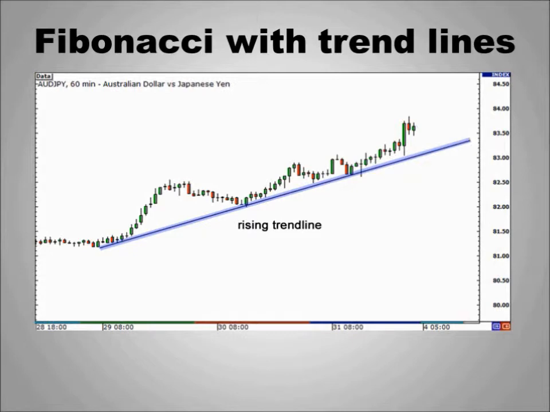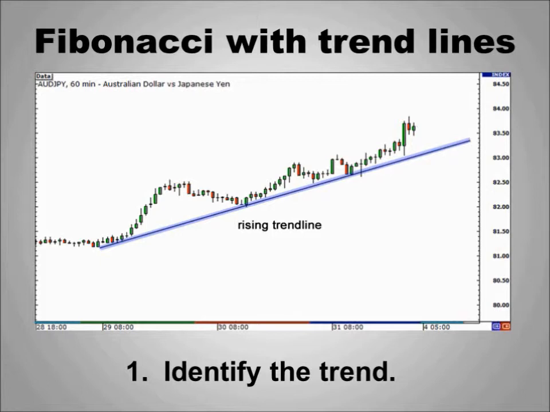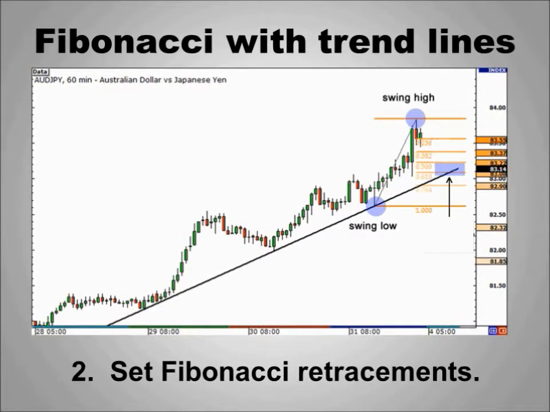In our previous video, I showed you how to draw a trend line properly, so I'm not going to get into that here. So we have our rising trend line, and first, after identifying the trend, which is a bull market, we've identified the swing lows and the swing highs. That's how we got our Fibonacci.